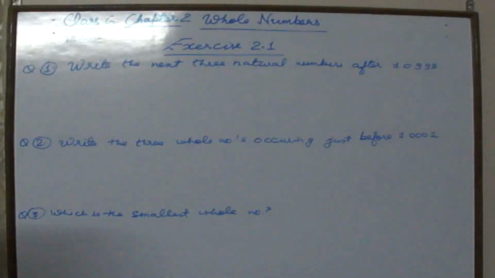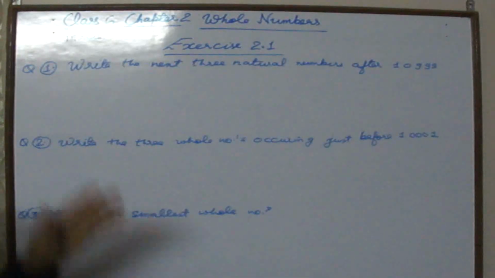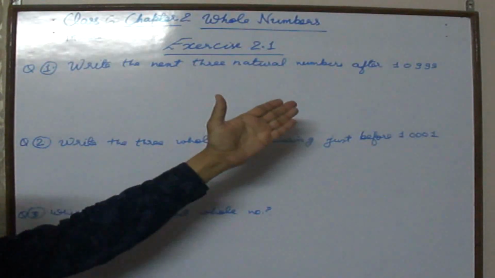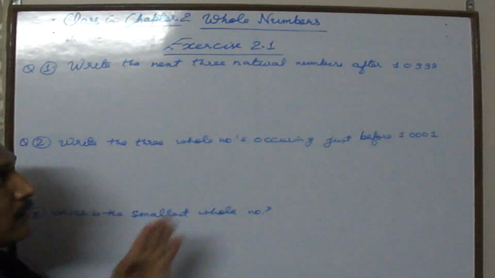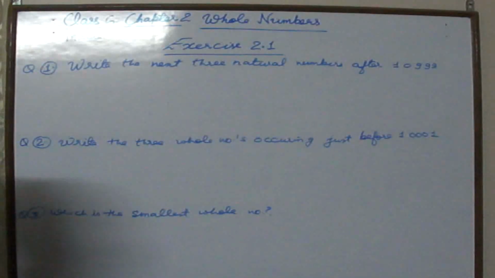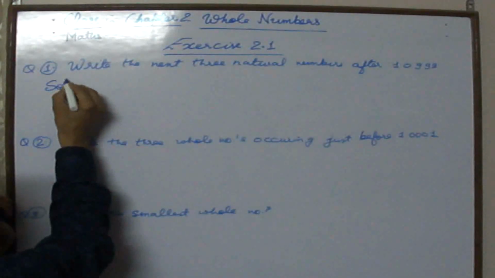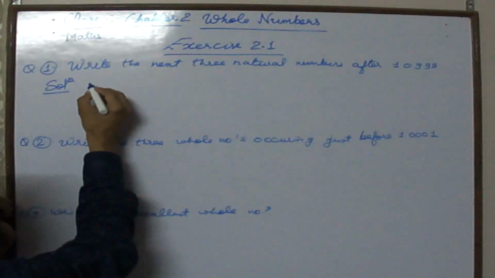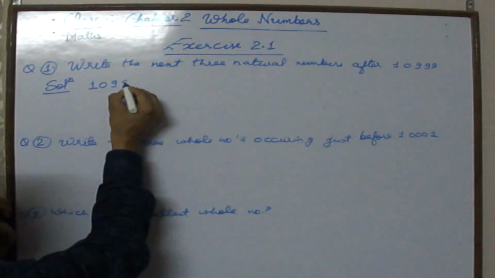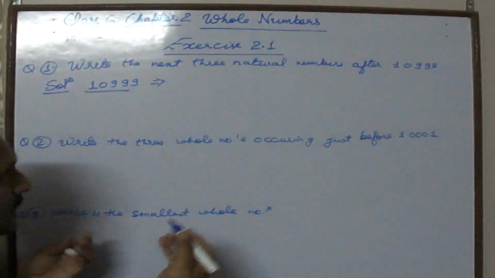Now let us begin exercise 2.1. Question number 1: Write the next 3 natural numbers after 10999. We have to write 3 numbers after this number. So simply we have to add 1 and then 1 and then 1. So let us find the solution. If you don't know, you can simply add to 10999. This is the number. Now let us write three numbers after it.